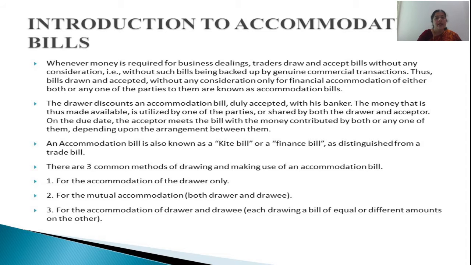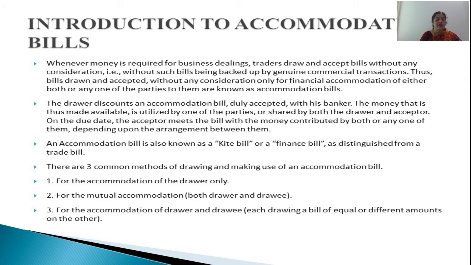This is also known by two more different names like kite bill and finance bill. And there are three methods of getting accommodation of finance in case of accommodation bill. The first method is for the accommodation of the drawer only. So the person who needs finance is only the drawer. So he will be drawing this bill on the drawee.